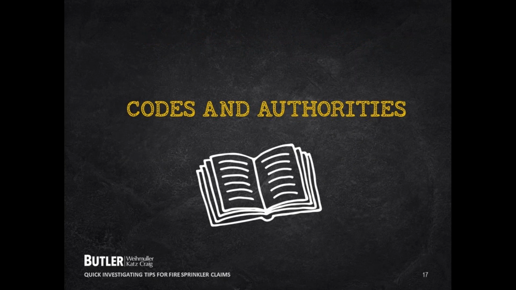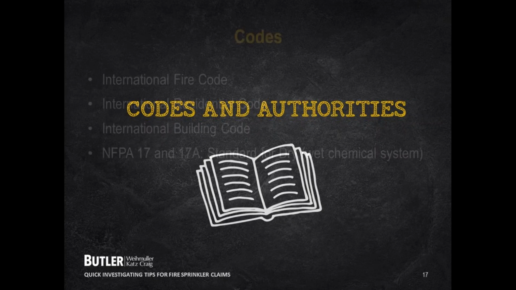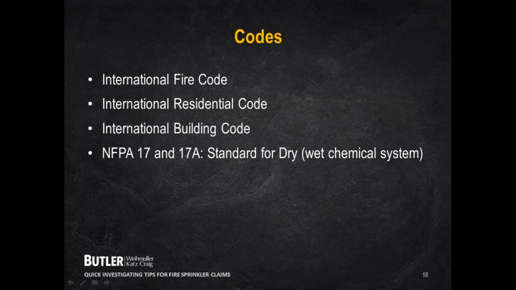Just remember that there are codes, and then there are local jurisdictional codes and authorities that will apply to your insured property. And some of the different codes that we see for the fire sprinkler claims involve the International Fire Code. There's an International Residential Code, and there's also an International Building Code.